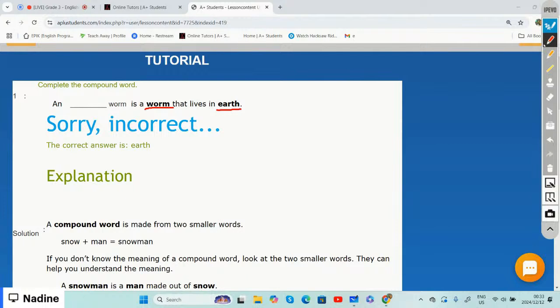All right. And if we were to select the compound word, then yes, we would say an earthworm. So an earthworm is a worm that lives in earth, and that is an earthworm. Well done. That is our compound word. That word is then created by the two smaller words within the sentence. Well done.